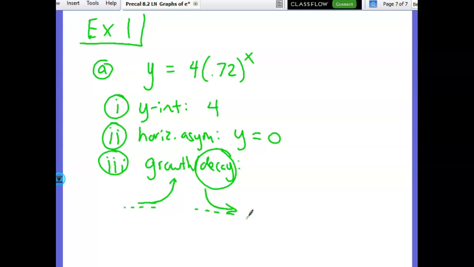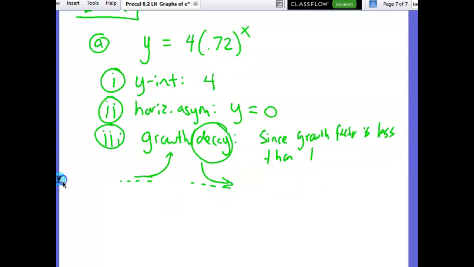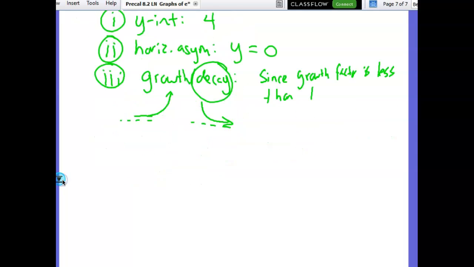For our notes, I'm going to put since the growth factor is less than 1. So since our growth factor is less than 1, it's a decay, and it will look like this when we graph it. We have enough information to graph it. We don't need to plug in numbers anymore. We can just get this process rolling. And I think that's number 4. Let's go ahead and graph it.